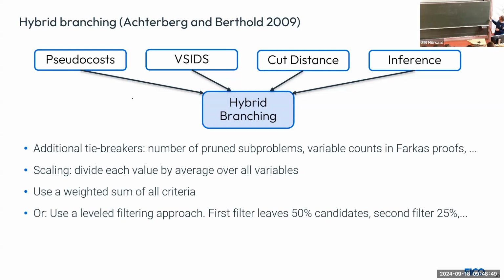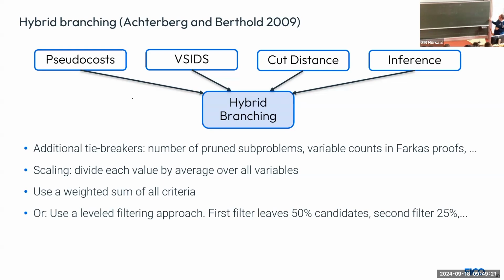So there are other measures that you can throw into the mix, like the number of cutoff subproblems, the number of times a variable occurred in an infeasibility proof that you get from the Farkas lemma, and so on. And then, yeah, scale this to a weighted sum, and you might get a very decent branching rule, which is what more or less all the major MIP solvers, to the best of my knowledge, do these days.